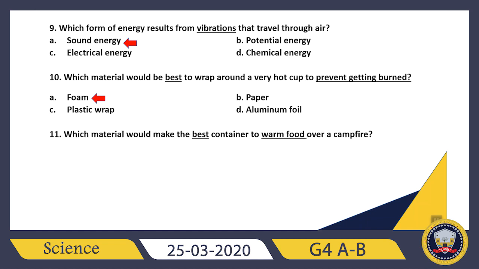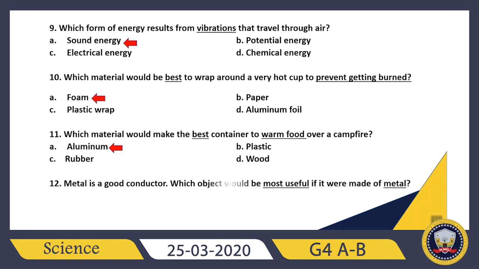Which material would be the best container to warm food over a campfire? You want to warm food over a campfire. So which one is the best container that we can use? Aluminum, plastic, rubber, or wood? We are going to choose the best conductor, not insulator. Plastic is an insulator, wood is an insulator, rubber is also an insulator, while aluminum is a good conductor of heat, because it's a metal, so it will be aluminum.